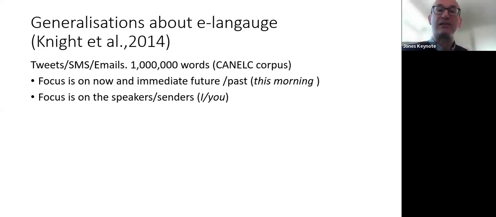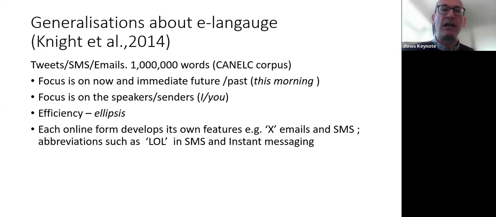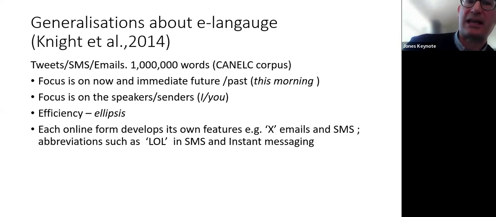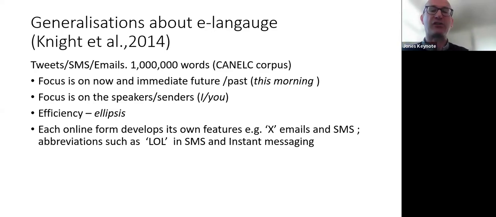Focus is also on the speakers and the senders. So we see pronouns such as I and you, which are much higher frequency in their data. The focus is also on efficiency. So we see a lot of ellipsis. We see a lot of words and expressions and clauses left out when the context is clear. And each online form, as we know, develops its own features. X, for example, the kiss in emails and SMS, abbreviations such as LOL in SMS and instant messaging, and so on and so forth. There are lots of these.